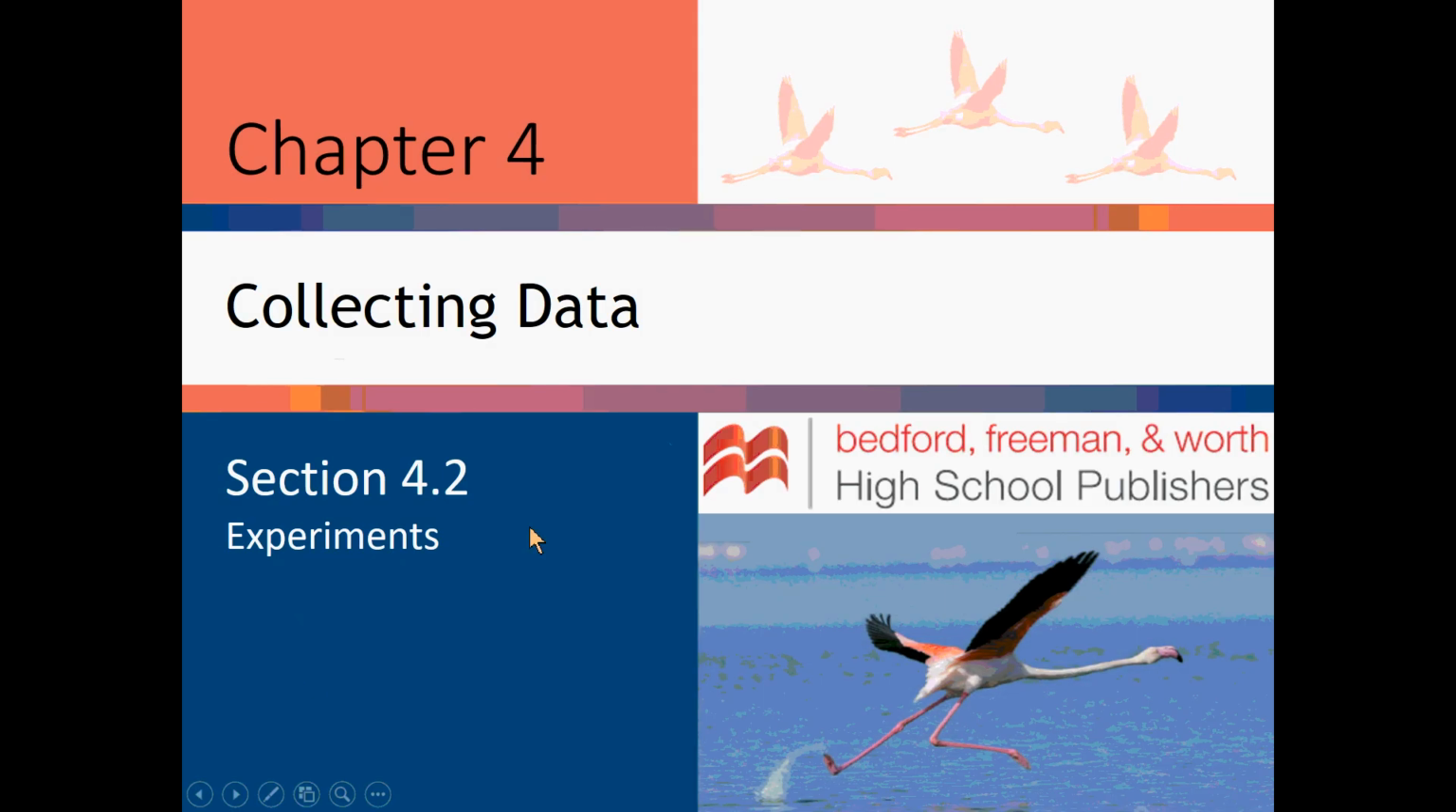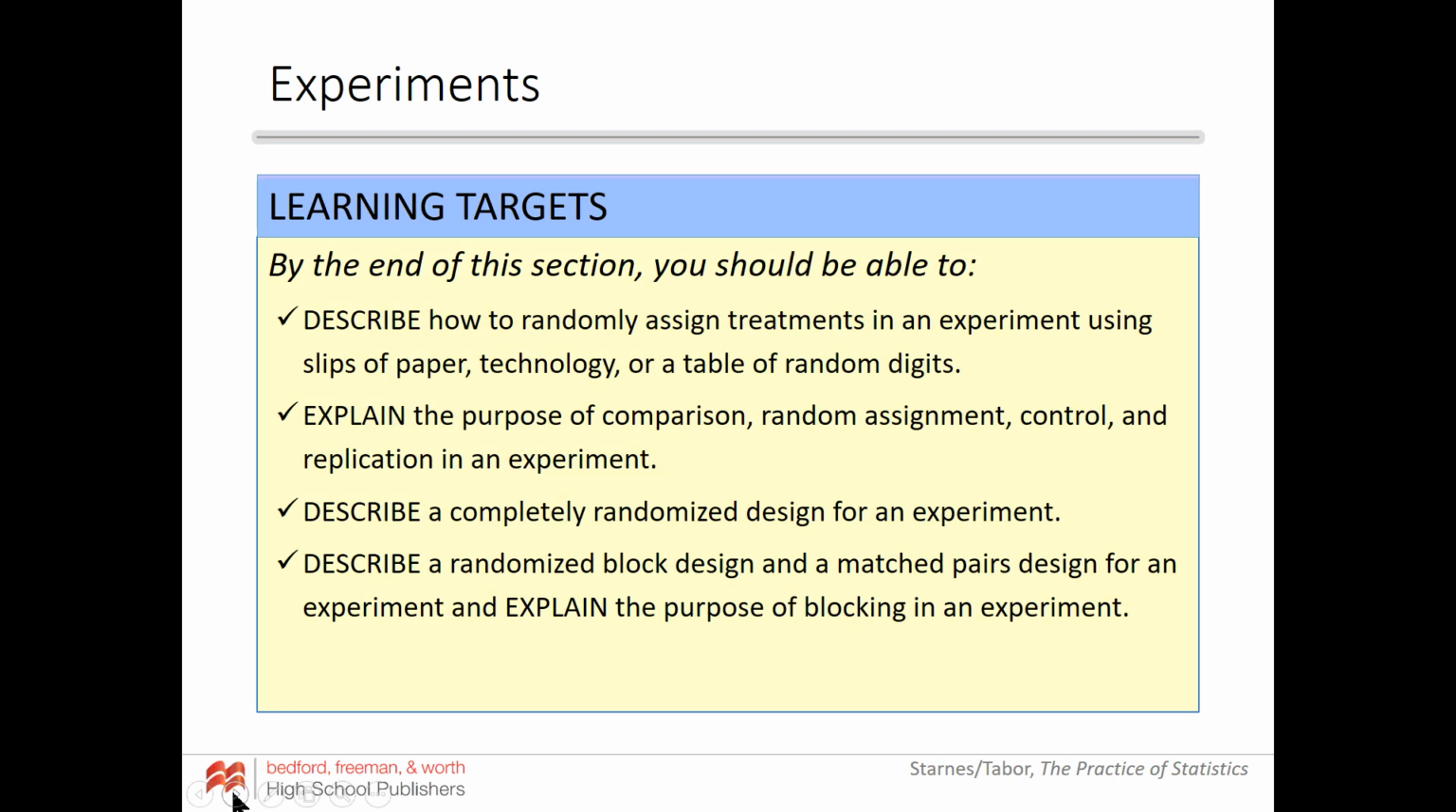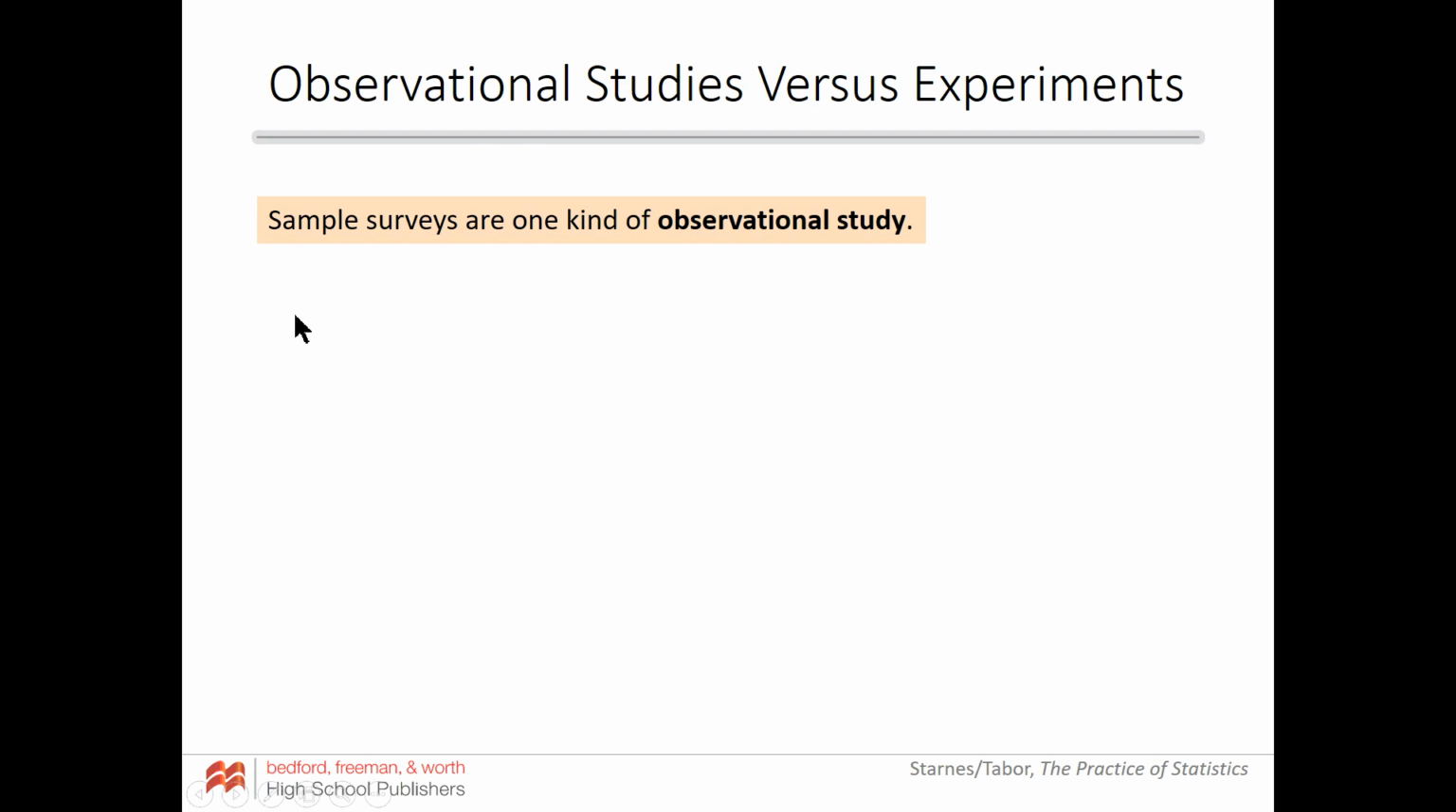Section 4.2 in chapter 4, collecting data, is about experiments and designing our experiments. Now that we have our sample, we're going to take that sample and design the experiment. We're going to start off talking about what's called an observational study versus an experiment.